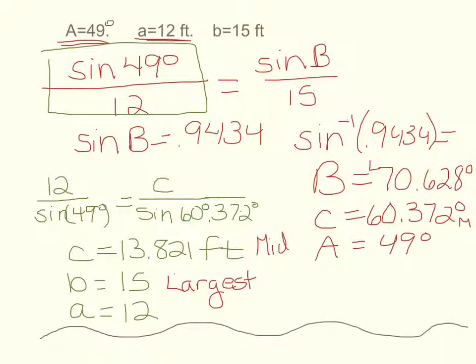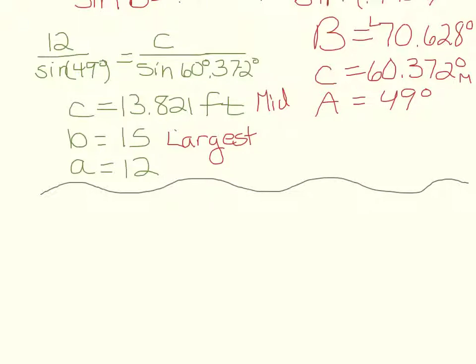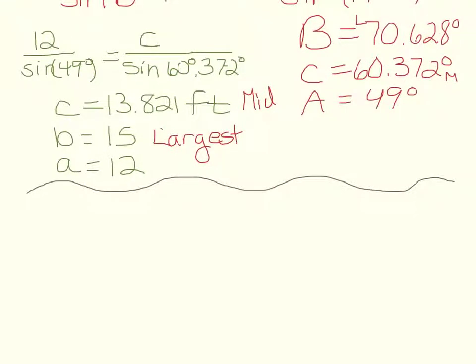Okay, but the question is, is there another triangle somewhere? So let's see what happens here. In our first figuring using the law of sines, we found out that angle B is 70.62 degrees. So let's see if angle B can be obtuse.